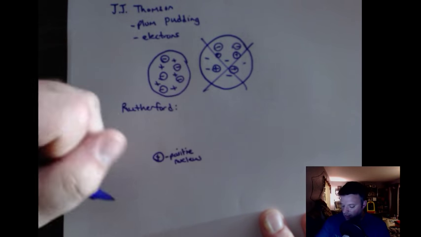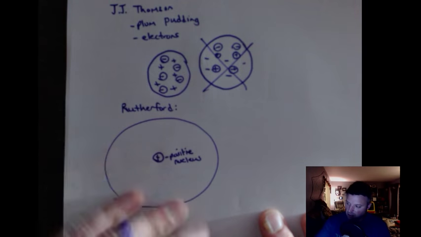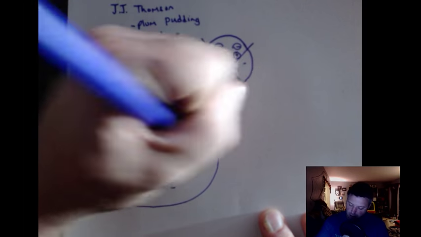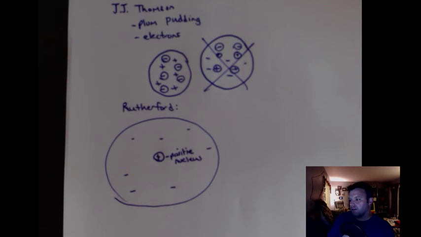And that means that most of the atom is empty space. There's nothing really out here, but then you do have these random negative charges that are just kind of floating around on the outside. And that was Rutherford.